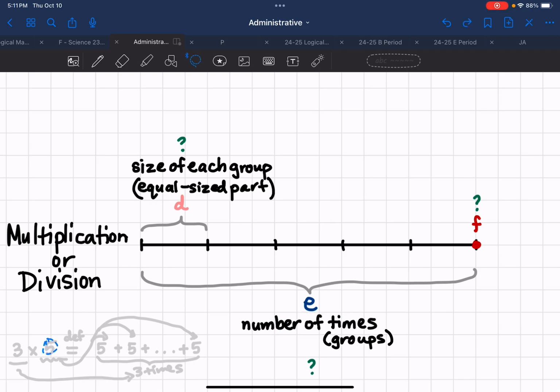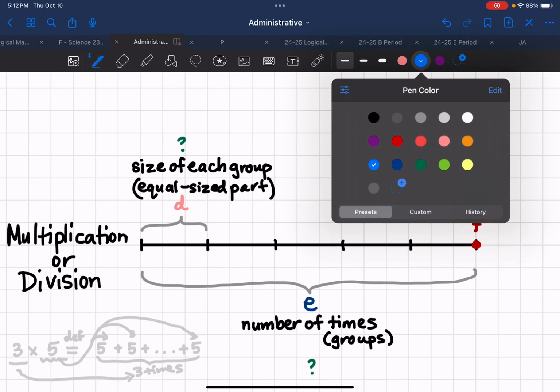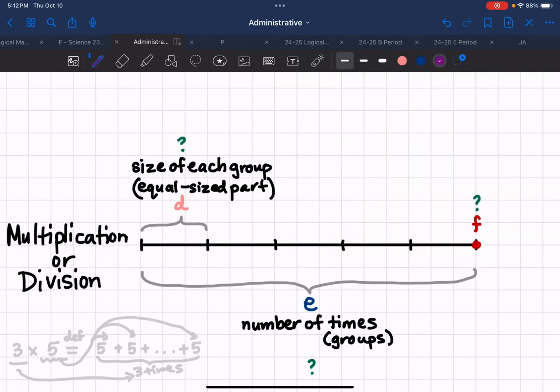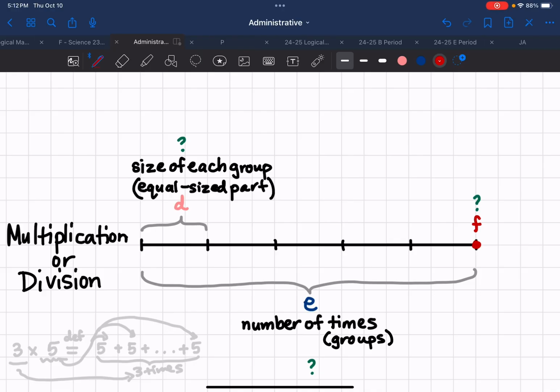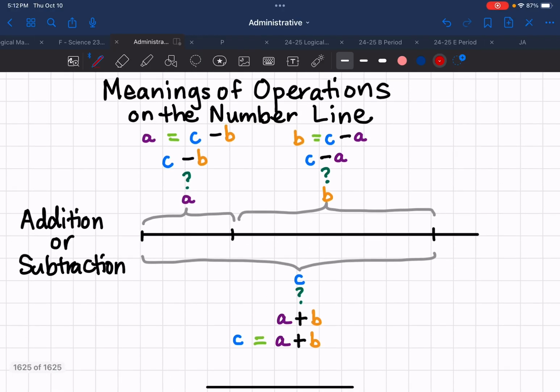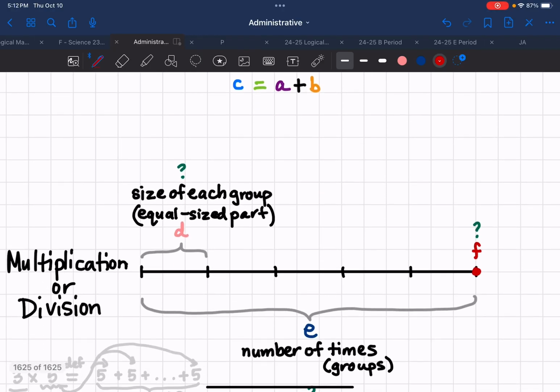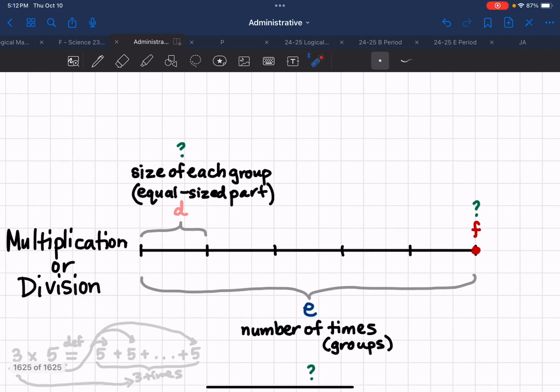The second number is telling us the size of each group, okay? The size of each group. So these numbers have very specific meanings in math, okay? All right, so now I'm going to talk about what each one is.